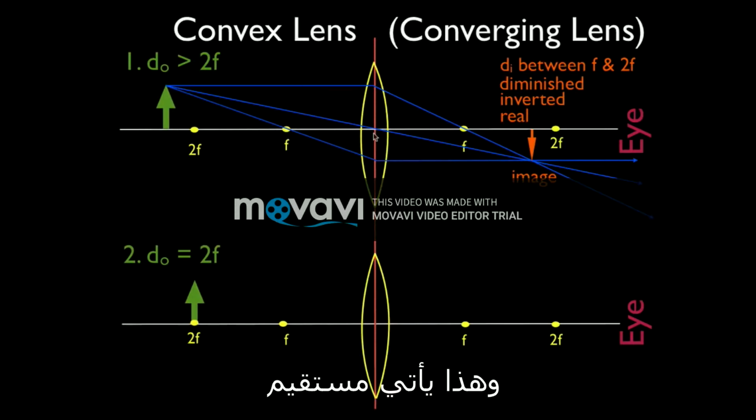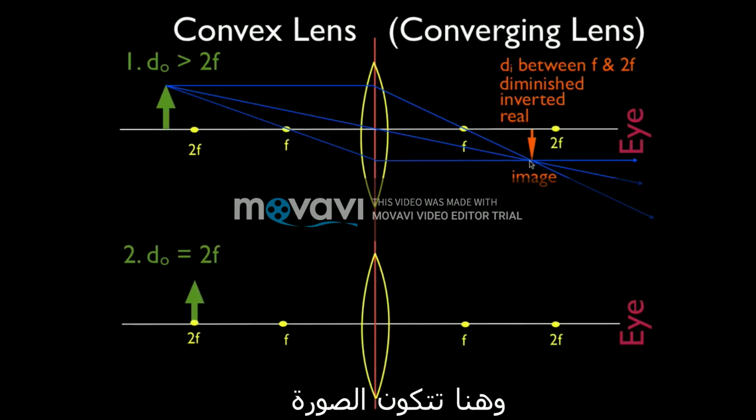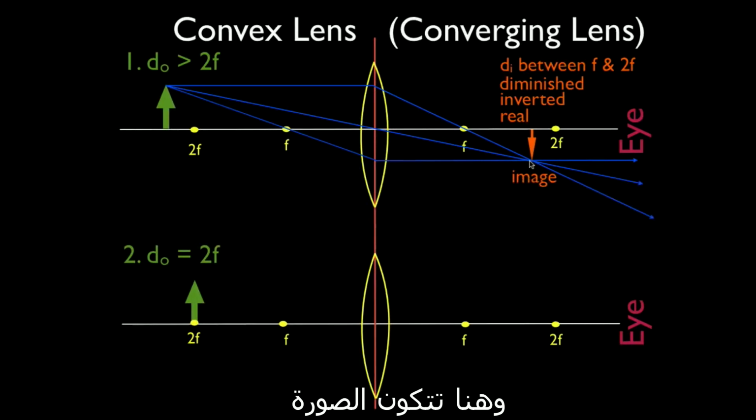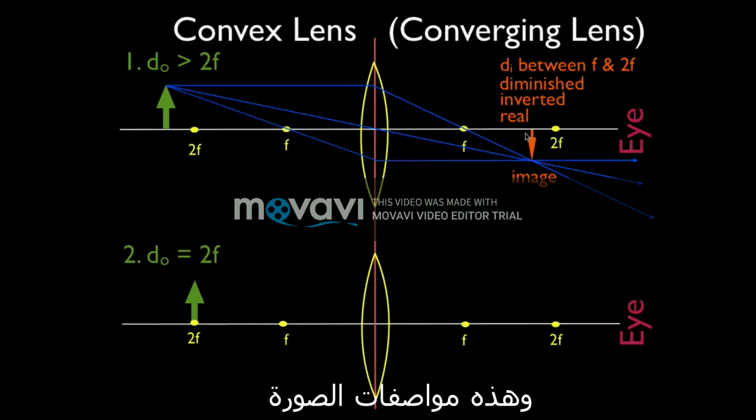This one goes straight through the center. It goes through the center of the lens. It is not bent. It is not refracted. And the image will be located where those 3 rays intersect. We started at the point, therefore that's the image of the point. And this is the information that we got from our ray diagram.